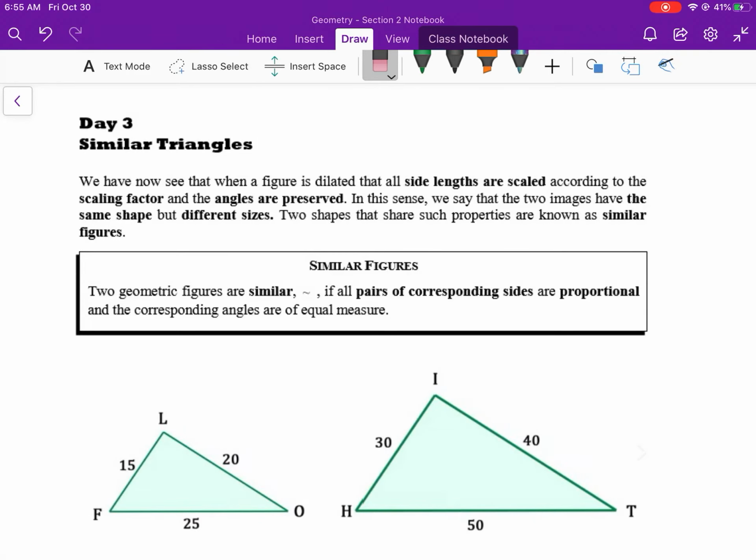All right, geometry, this is day 3, similar triangles. And this should be relatively simple. That's why I'm having you do it at home. And those of you that were in class yesterday, we talked about it a little bit.